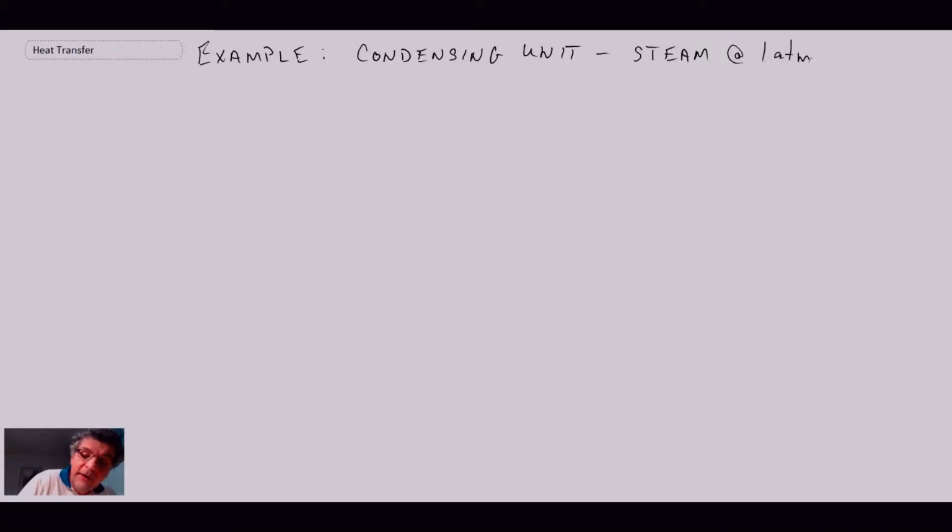All right, we're going to finish this lecture by solving an example problem of the condensing unit. In the condensing unit, we will have what we call shell side condensation, with steam at 1 atmospheric pressure that is being condensed. Recall from the last segment, shell side condensation means that the condensation is on the outside of the tubes. And we have horizontal tubes in the tube bundle, aligned in a square array.